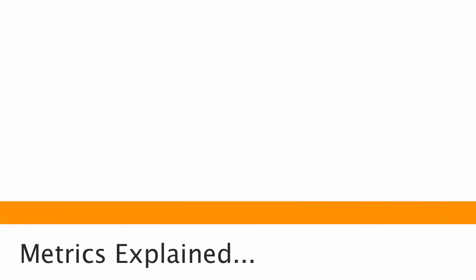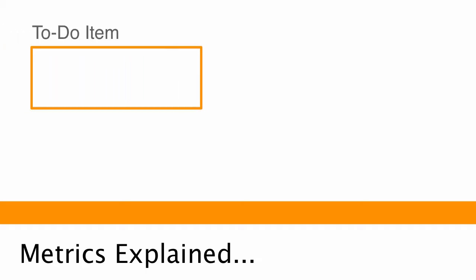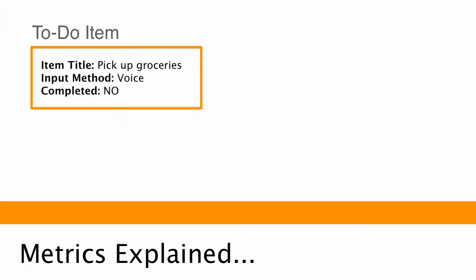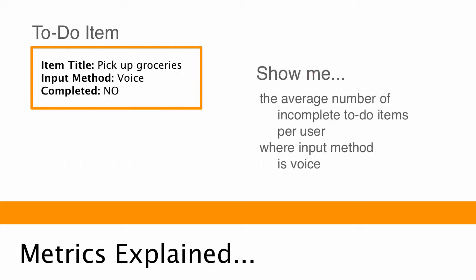So let's say you have a to-do list application, and the to-do application is storing all these different to-do items that your users need to do. They're storing it up in the cloud. And let's say the object looks something like this. It's got an item title, an input method, and a Boolean flag on whether or not the task has been completed. So in this example, let's say as an app developer, I would like to see the average number of incomplete to-do items per user where the input method is voice.